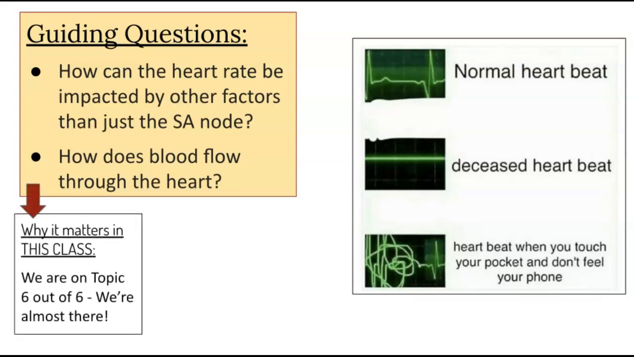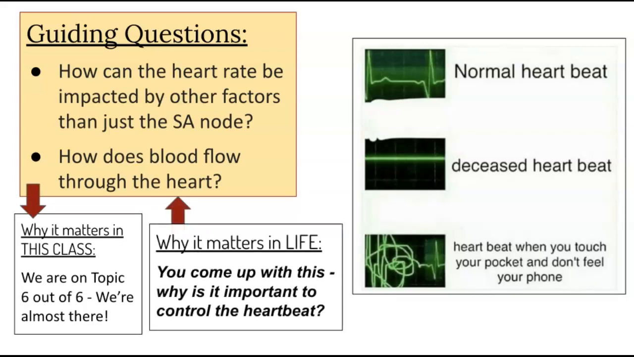So why does this matter in class? We are on topic 6 out of 6. We are almost there. And you come up with this. Why is it important to control the heartbeat? Why is it important for other factors to control the heart rate? When might you need a high heart rate versus when might you need a lower heart rate? So think about those different factors.